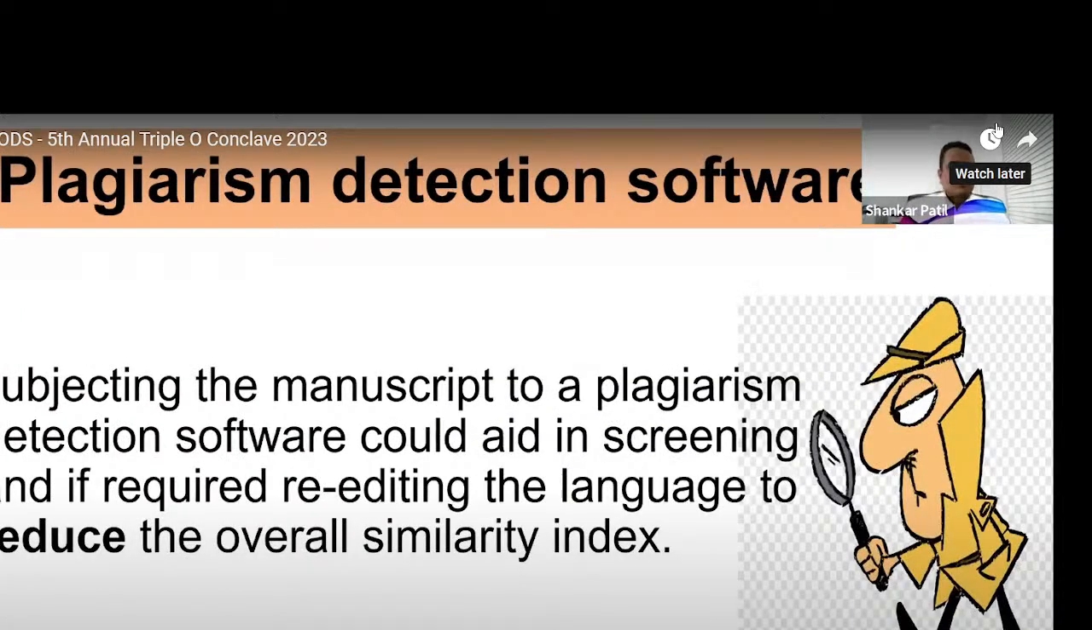Plagiarism detection software. Before submitting, as I've told you, screen your manuscript. Plagiarism is very different from similarity index. Plagiarism is taking someone's ideas, copying them and claiming them as your own. That is very different from similarity index. For similarity index, there is software like Authenticate and Turnitin, where you need to scan your manuscript. Suppose the similarity index is high, try to reduce it and then submit.